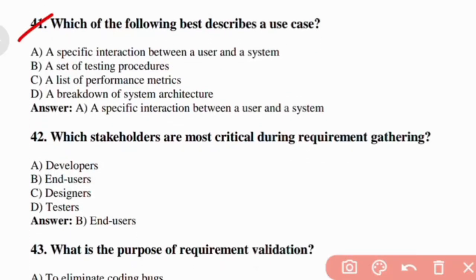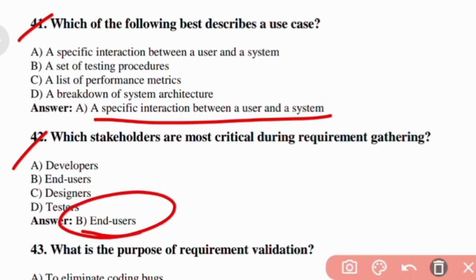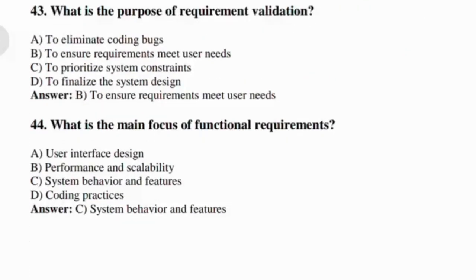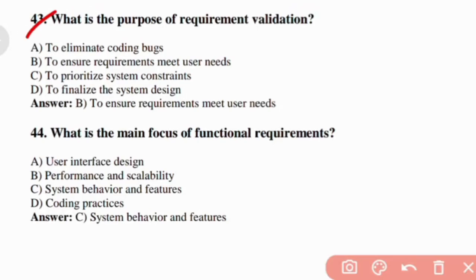Which of the following best describes a use case? A specific interaction between a user and a system. Which stakeholders are most critical during requirement gathering? End users. What is the purpose of requirement validation? To ensure requirements meet user needs.